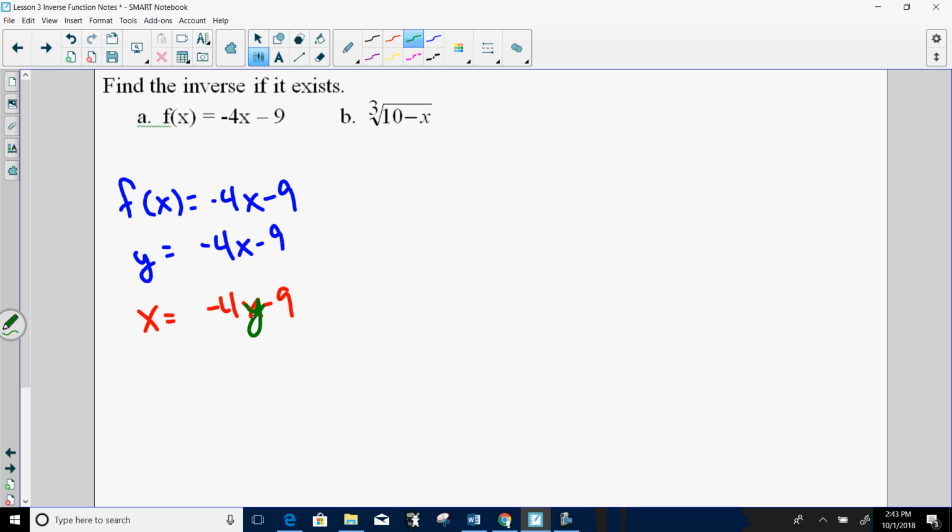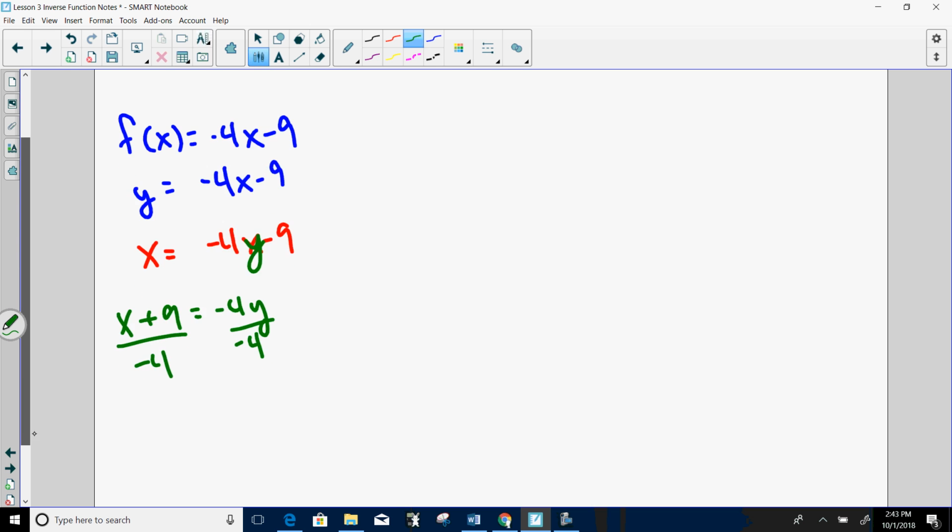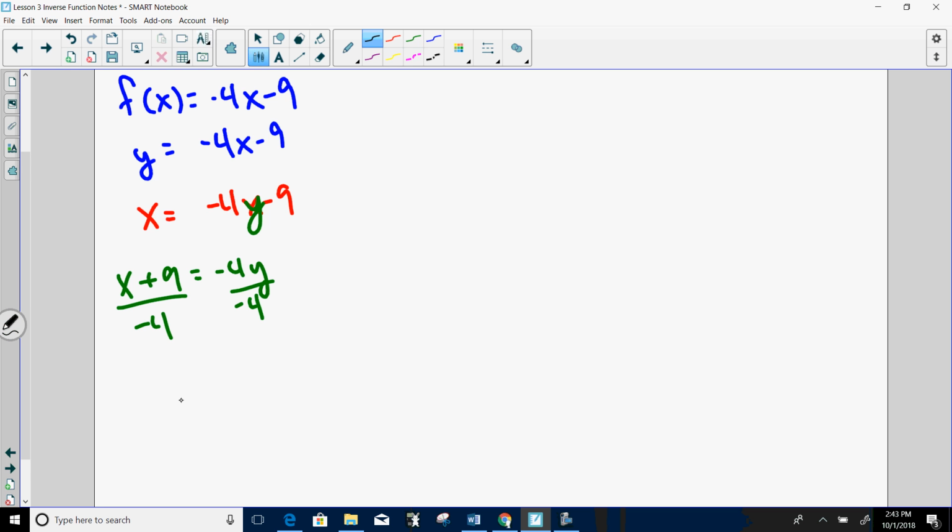So I'm going to solve for the y here. I'm going to add the 9 over. x plus 9 equals negative 4y. Then I'm going to divide by negative 4. And then the last step says to write it in inverse notation. So I'm going to write it as f of x to the negative first equals negative x minus 9 over positive 4. All I'm doing is moving this negative up to the top by dividing it up there, and that changes all your signs.